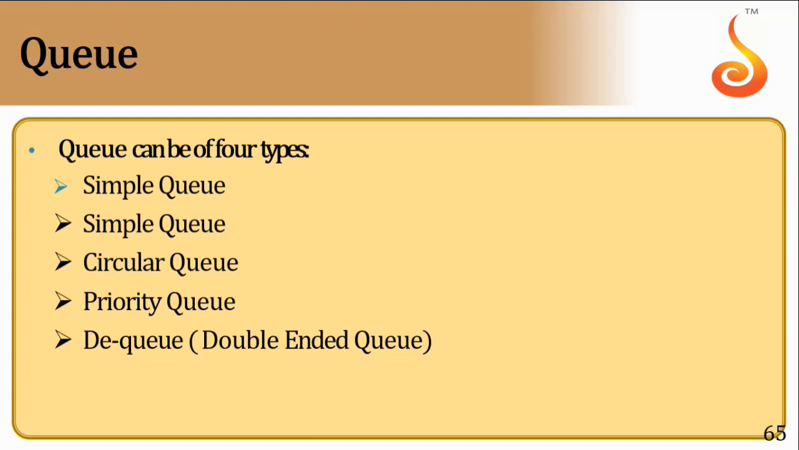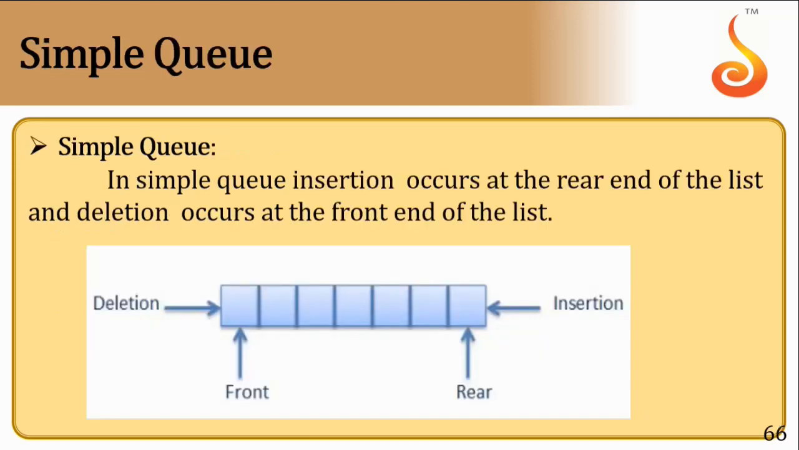So what is simple queue? Simple queue is a linear data structure, and all these structures follow first in first out only, wherein the insertion takes place from the rear and the deletion takes place from the front. That is a simple queue. In a simple queue, insertion occurs at the rear end of the list and the deletion happens at the front end of the list. Getting it? This is a simple queue.